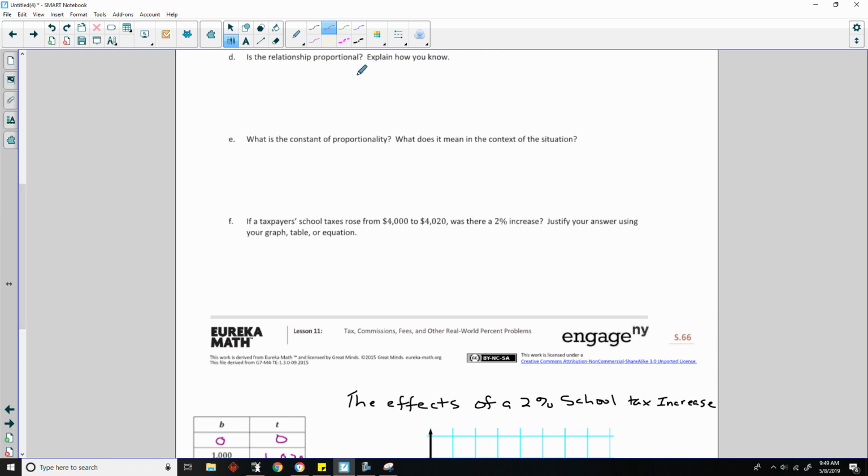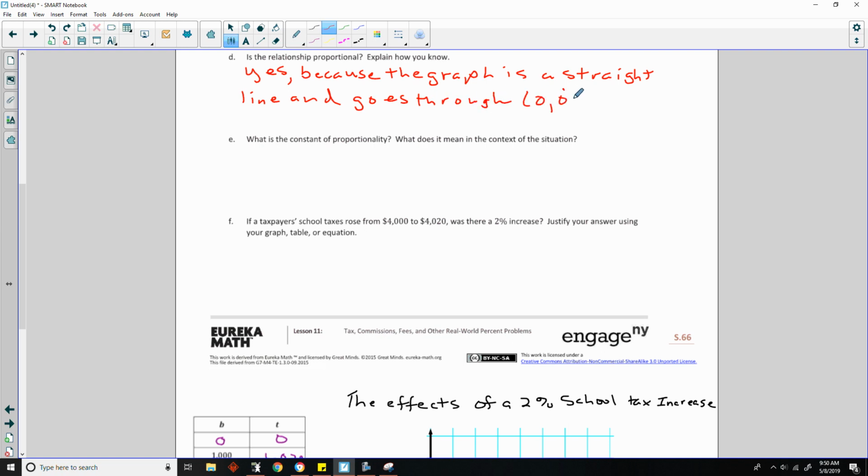Okay, now it says, is the relationship proportional? Explain how you know. And you would say yes, because, and I've already said it, the graph is a straight line and goes through the point 0, 0, or the origin.